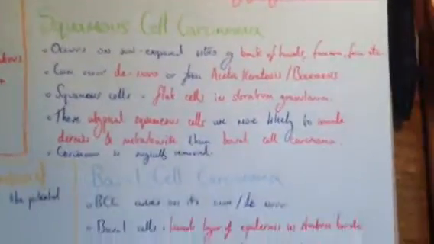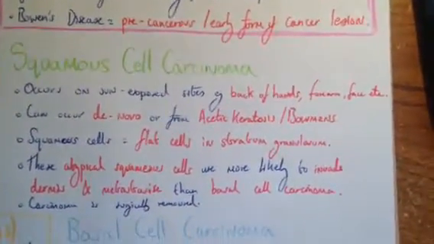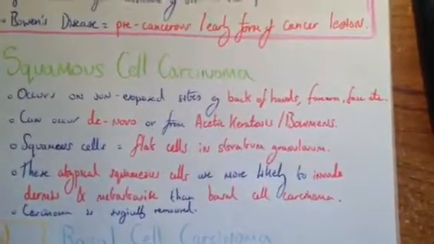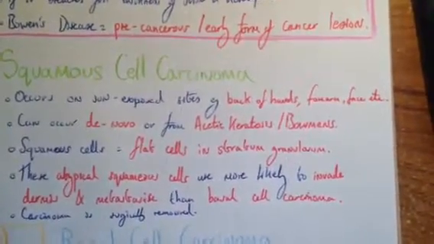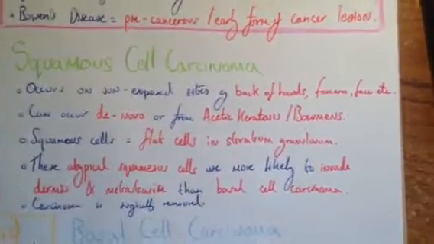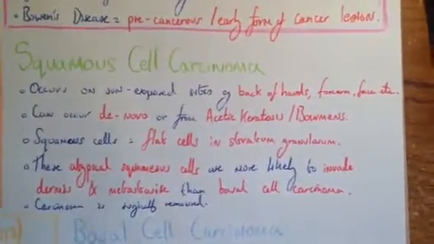Okay, now we'll move on to the cancer. There's three types of cancer we're going to talk about: squamous cell carcinoma, basal cell carcinoma, and melanoma. We'll start off with squamous cell carcinoma. It occurs on sun-exposed sites, e.g. back of hand, forearm, face, etc. It can occur de novo or from actinic keratosis plus Bowen's. Occurring de novo means it can occur from nothing, or from actinic keratosis or Bowen's.